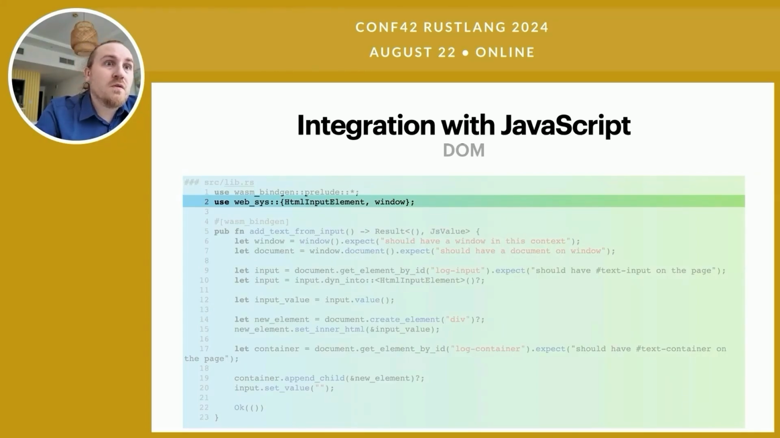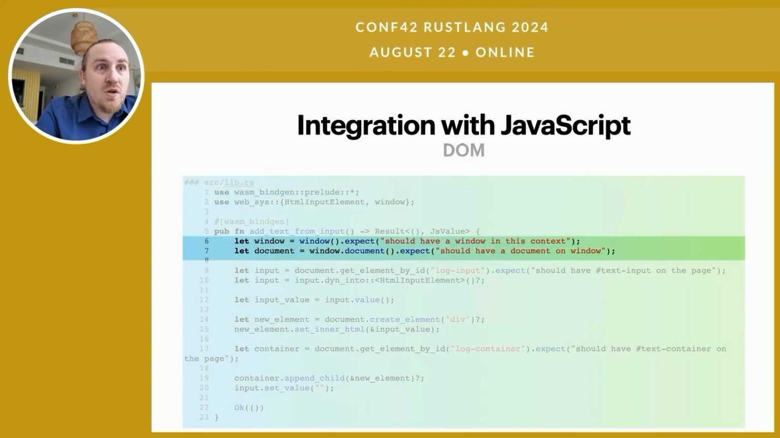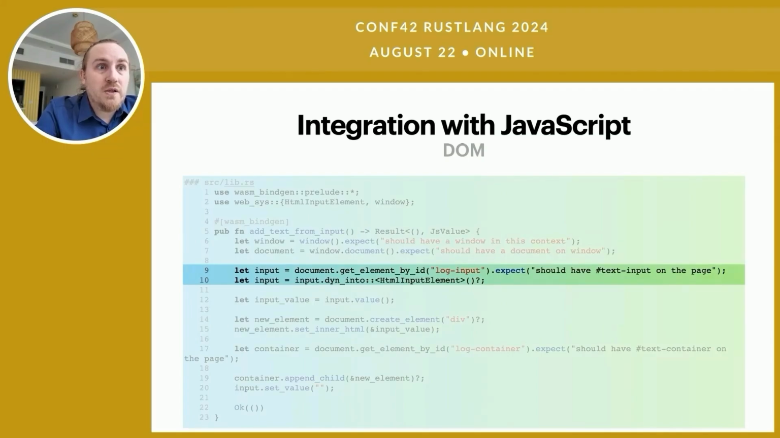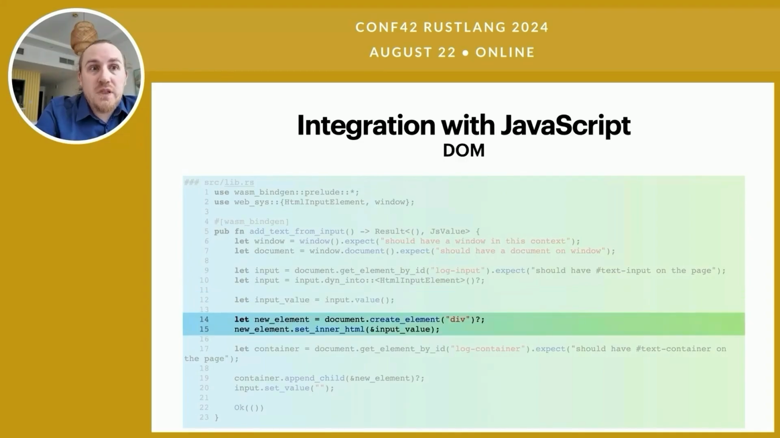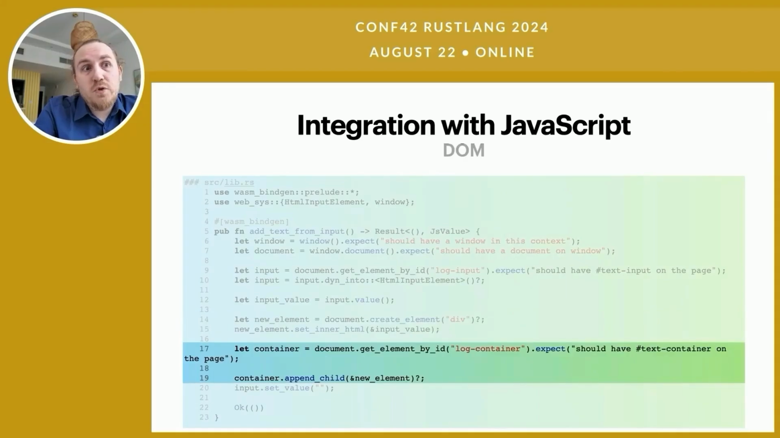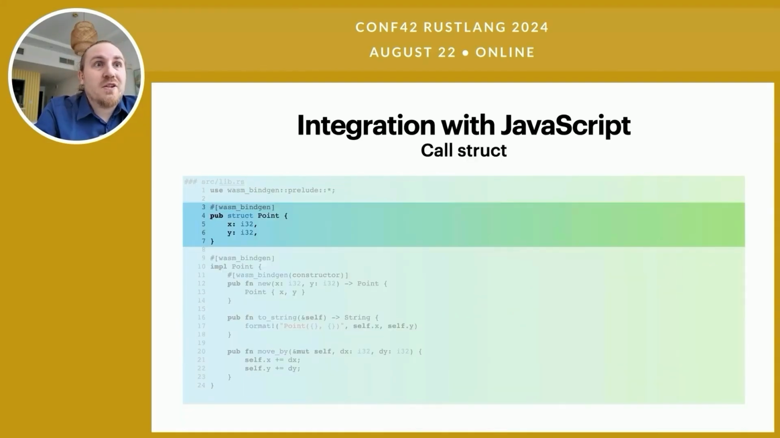First, we need the web-sys library. To access the DOM, we need to get a document, which contains the whole tree. Next, we need to find the required input, get its value, find the div to which we add the value obtained earlier, add this div to the DOM, and clear the input.